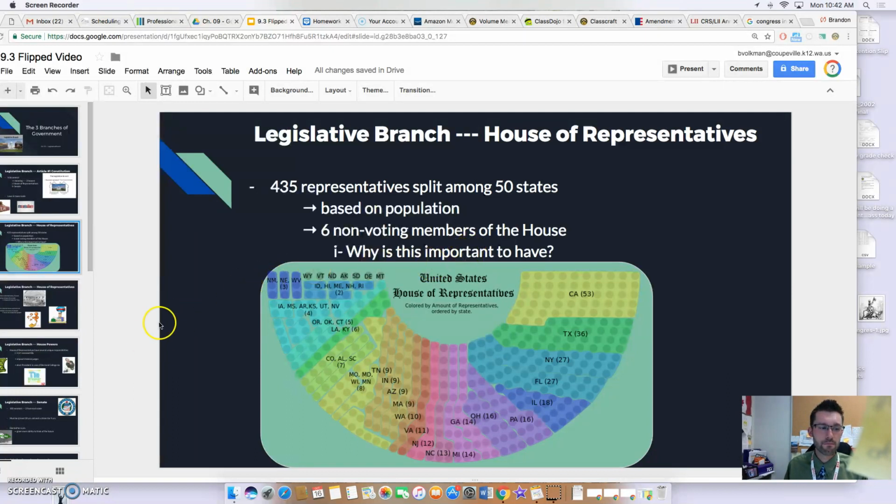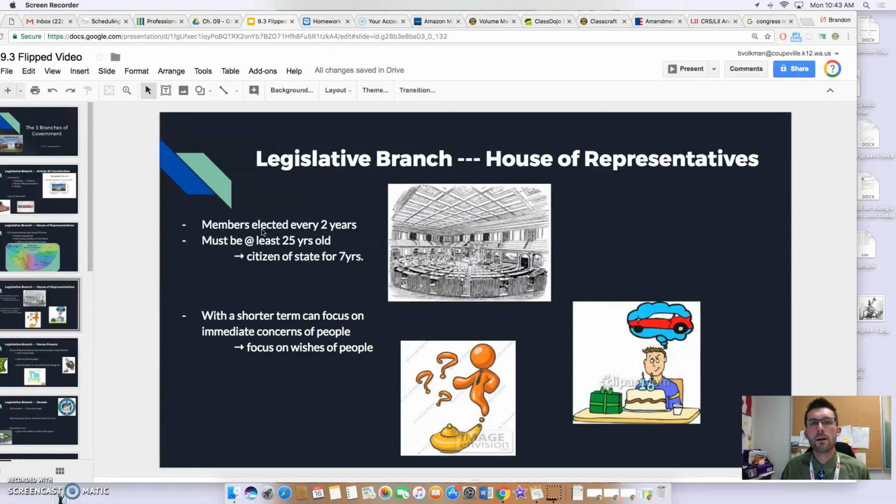People in the House of Representatives are elected every 2 years. They must be at least 25 years old, and they have to be a citizen of their state for at least 7 years. Something to think about. With a shorter term, people in the House should focus more on immediate concerns of the people, because if they don't fix things that the people want right now, the people vote them out.